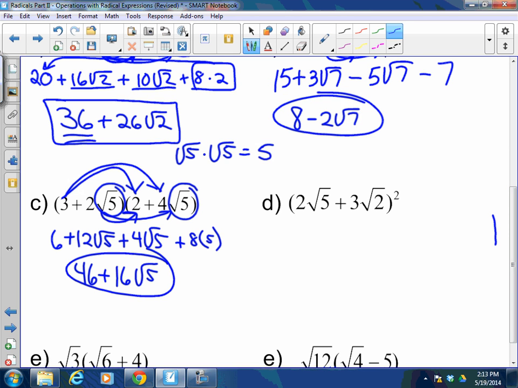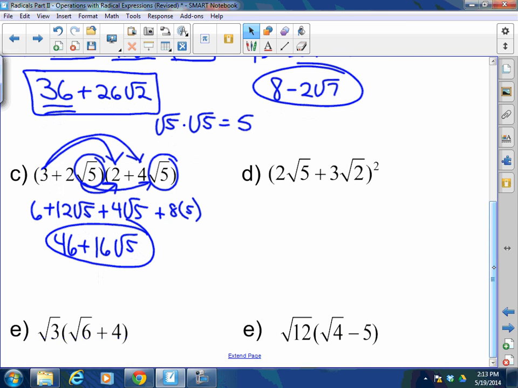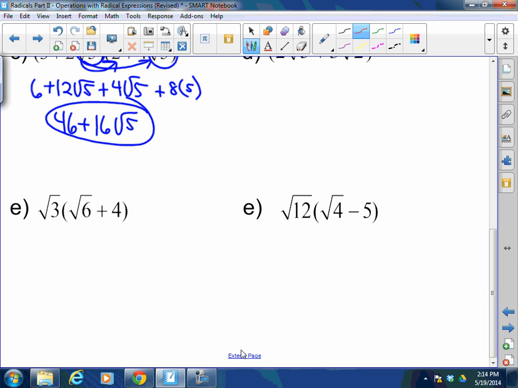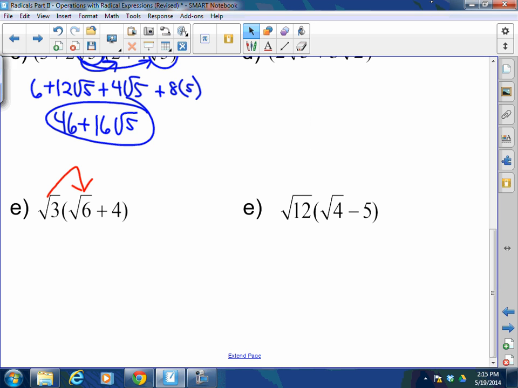For time's sake here, let me, why did this happen? Okay. Let me go ahead and scroll down. I'm going to skip that one for a second. Square root of 3 times square root of 16 will be done in 1 second. Okay, sorry about that, guys. Let's get back to it.